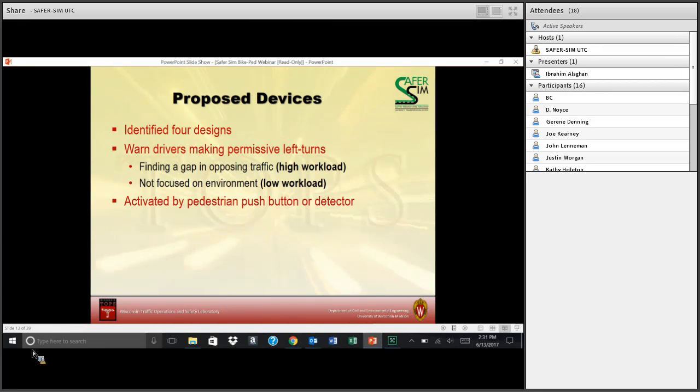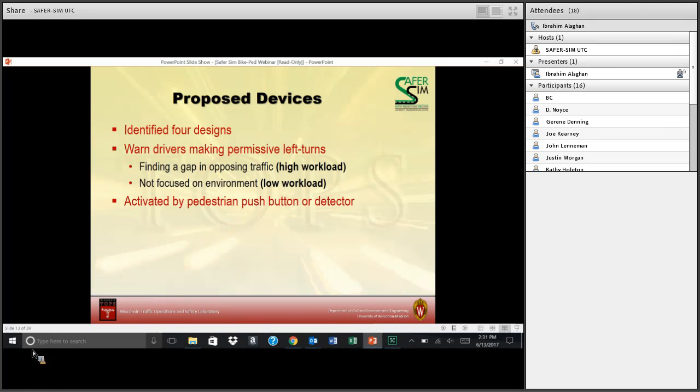The proposed designs. Actually, we had many, many iterations trying to develop these devices, and we came up with four designs. The aim of these designs is to warn drivers making permissive left turns. So I'll tell you about what we are trying to do.